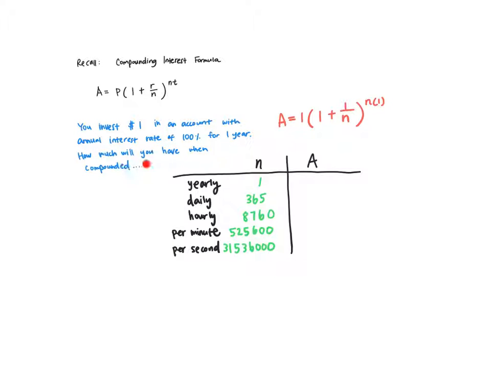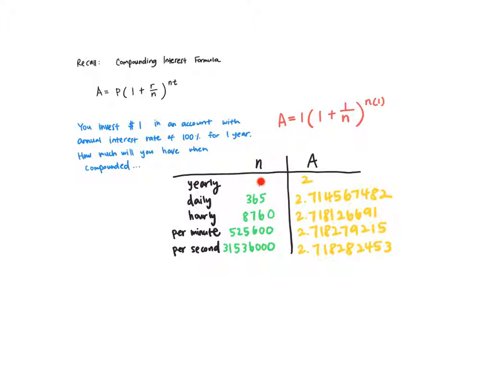So this example is asking how much will you have in your account given these conditions when it's compounded at different numbers of times. Notice it's compounding more and more often throughout the year. Just one time, to 365, all the way to, what is that, like 31.5 million times a year. Okay, if you were to plug this into your calculator, you would get the following values.